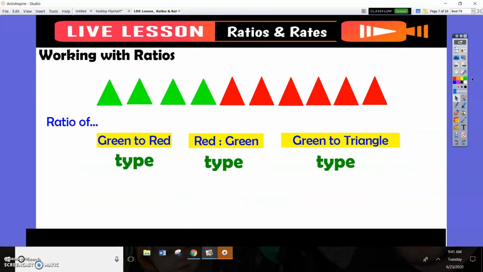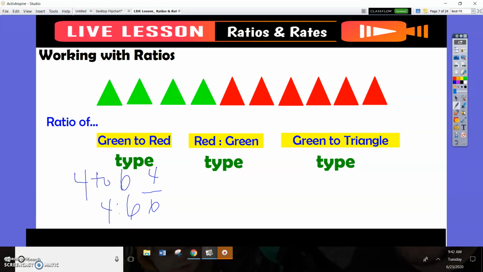All right, so we're going to work with ratios on this next slide. We are going to write a ratio of the green to red triangles. So I see that I have 1, 2, 3, 4 green triangles. And I have 1, 2, 3, 4, 5, 6 red triangles. So I can write that 4 to 6, 4 to 6, or 4 to 6.